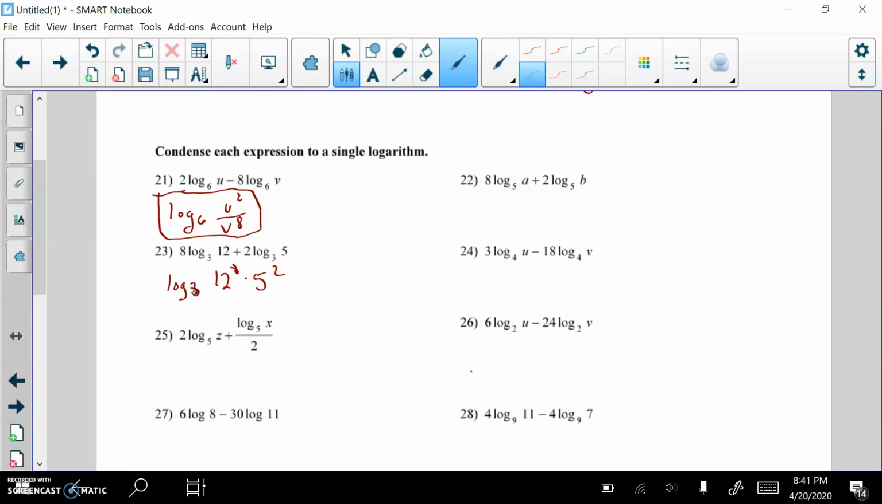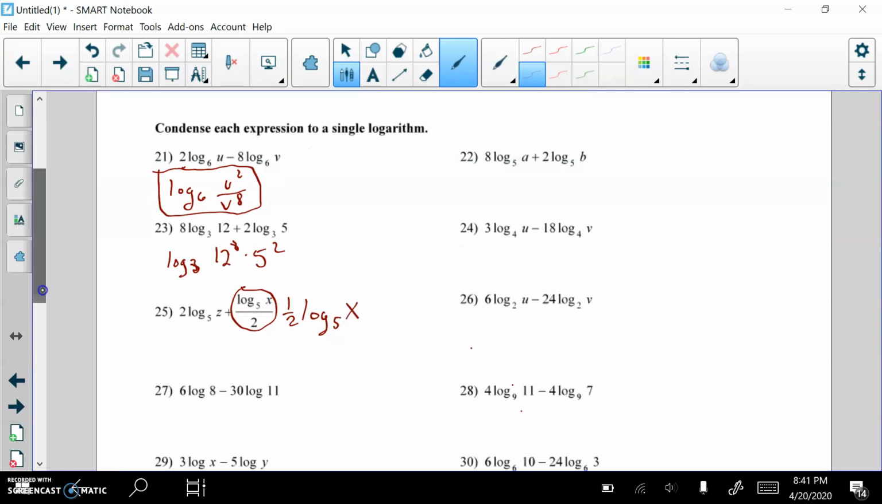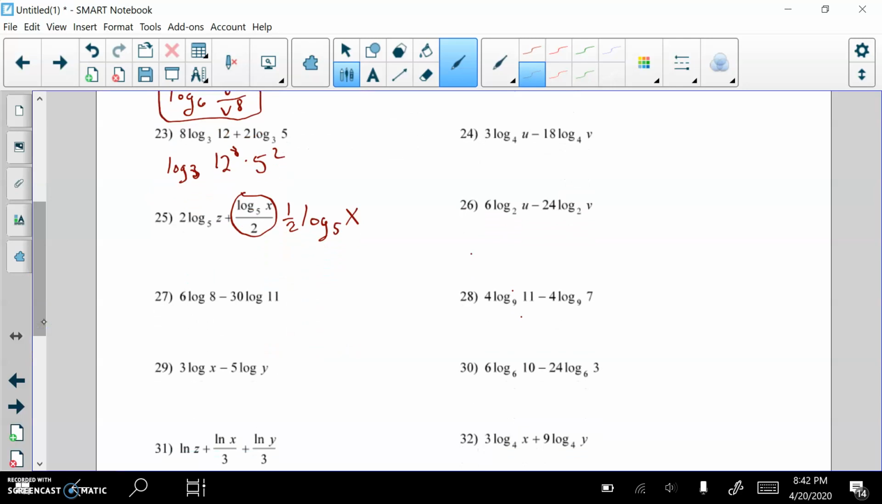Oh gosh, I hate these. Oh yeah. So this shows up later. Instead of making it log base 5 of x divided by 2, I'm going to call that 1/2 log base 5 of x. It's a heck of a lot easier, especially for one of the questions further on down the line. Okay, plus times z second. So log base 5 once because we're condensing, and that's z to the second and x to the 1/2.